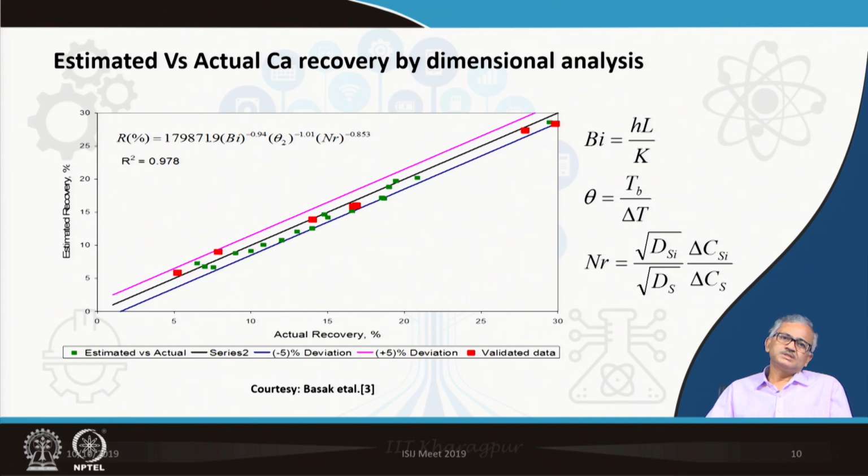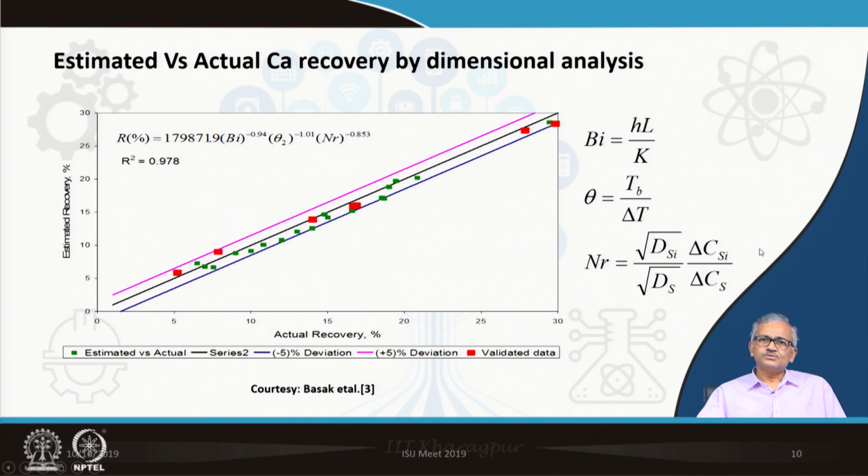In this work we also estimated the calcium recovery and correlated it with different operating parameters in the form of dimensionless numbers. That is the Biot number, the dimensionless heat transfer coefficient in the thermal boundary layer. It is very important: the higher the Biot number, the higher is the heat transfer to the wire. There is the wire-liquid interface, and the heat conductance is defined by the heat transfer coefficient. So, if the heat transfer coefficient is high, the heat flux through the wire will be more. So, the Biot number basically gives you the thermal conductance through the thermal boundary layer, and theta is the dimensionless temperature.